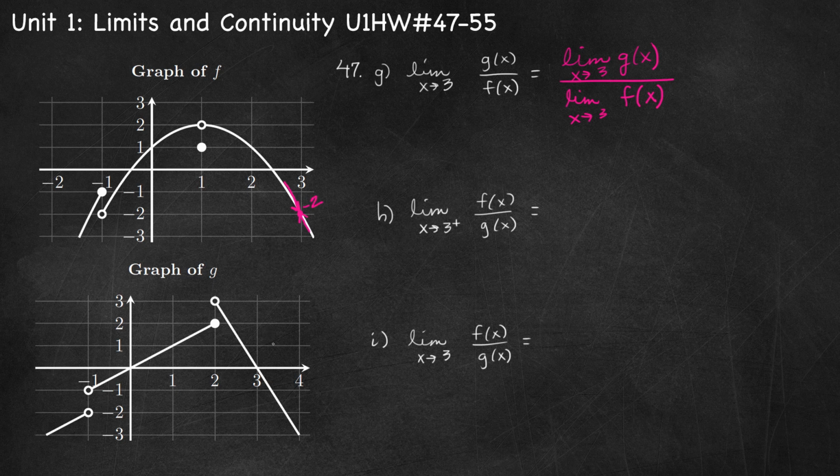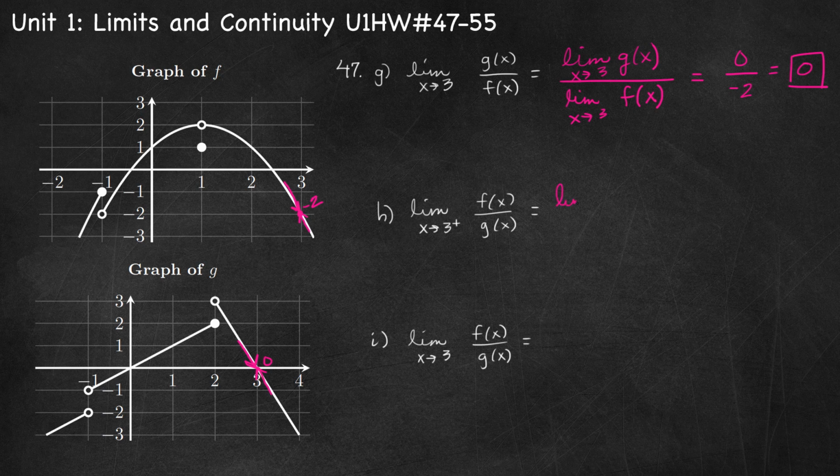For g of x, as x approaches 3, g is approaching 0 from both directions. So that limit is 0. So here we're going to have the limit of g, which is 0, divided by the limit of f, which is negative 2. 0 divided by negative 2 is 0.